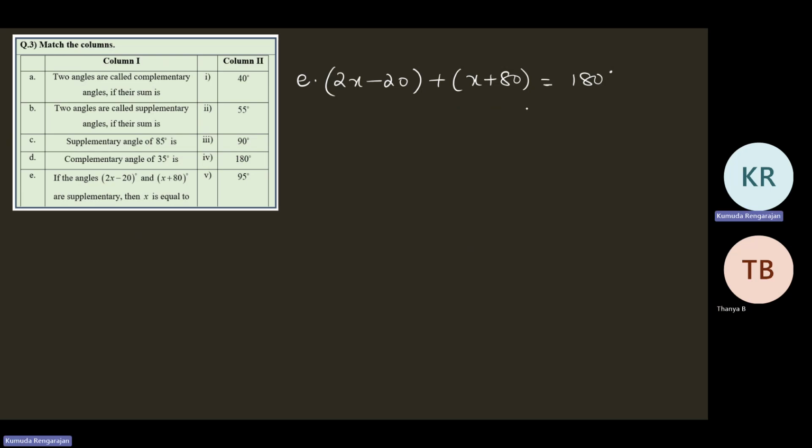they're supplementary angles. If they're complementary angles, you must add. If the angles are given to be complementary, you must add and equate to 90 degrees. Here the angles are given to be supplementary, so you should add and equate them to 180 degrees. So 2x minus 20 plus x plus 80 is equal to 180, correct? What is 2x plus x?